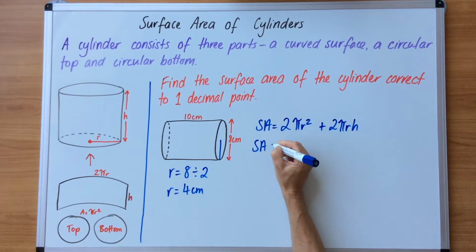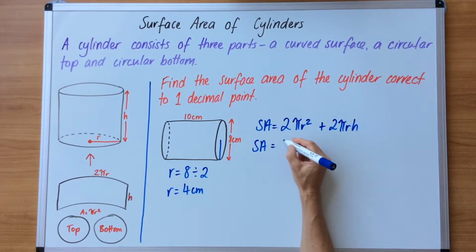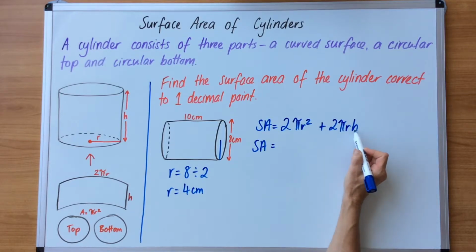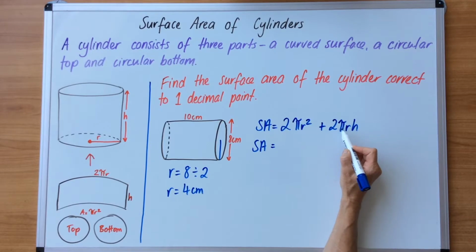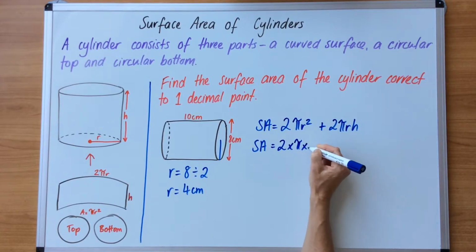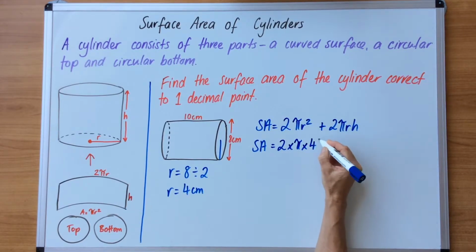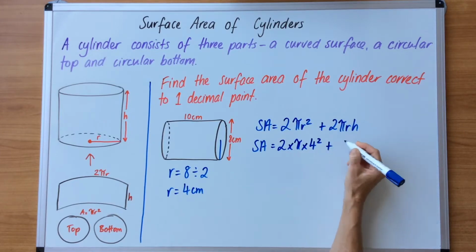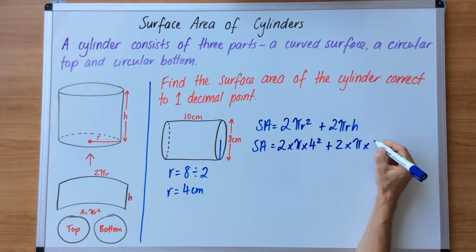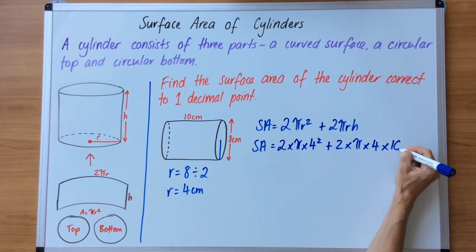My second line is going to be my substitution, where I put the values in. So I'm going to replace the r for radius and the h for height. We leave the pi button in there, the pi symbol I should say. We're going to use the pi button on our calculator. We're not going to calculate that separately. So 2 times pi times the radius is 4, and that's squared, plus 2 times pi times the radius of 4 times the height of 10.